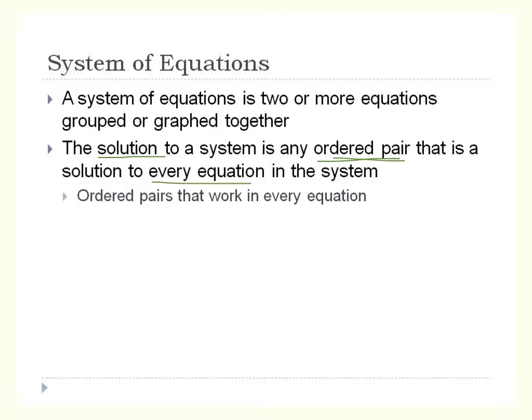So remember, on a given line, if this is my line, every point on that line is a solution to it. So a solution to a system is an ordered pair that's a solution to every line. So if I have another line and they share that point right there, that's the solution to the system.